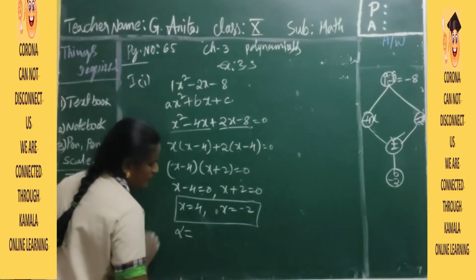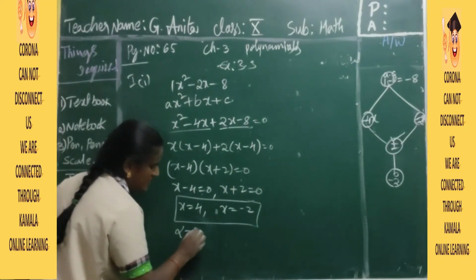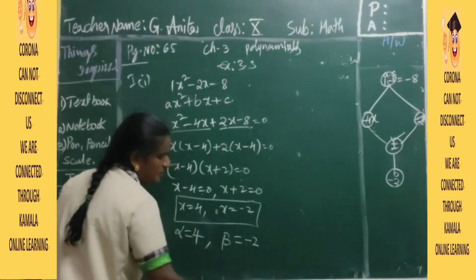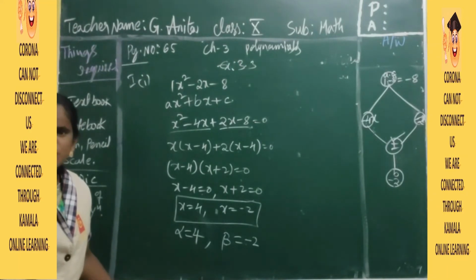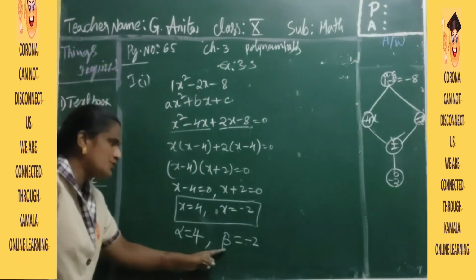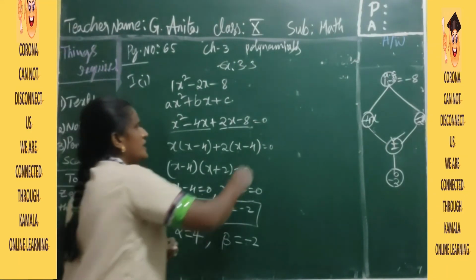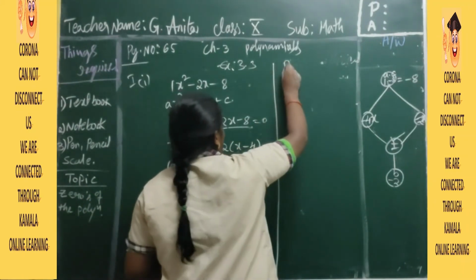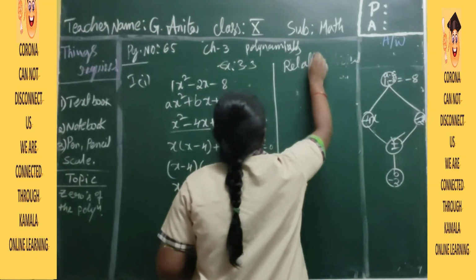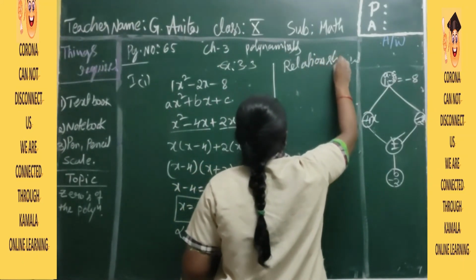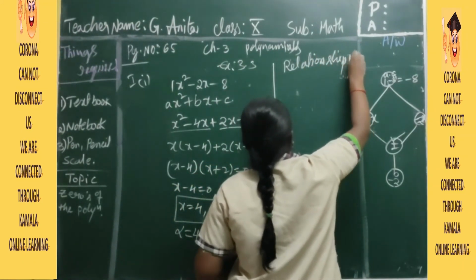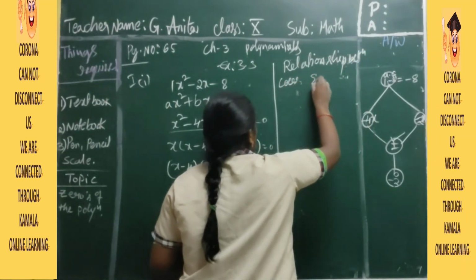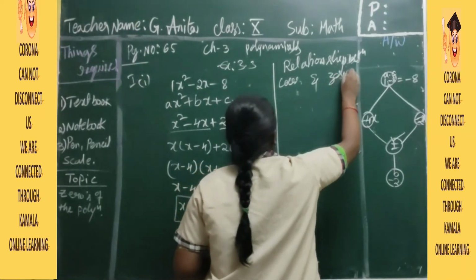We need to find out alpha is equal to 4 and beta is equal to minus 2, represented as alpha and beta. These two are the zeros of the given polynomial. Clear, children? Now I am going to find out a relation. So what is the relationship between coefficient and zeros?